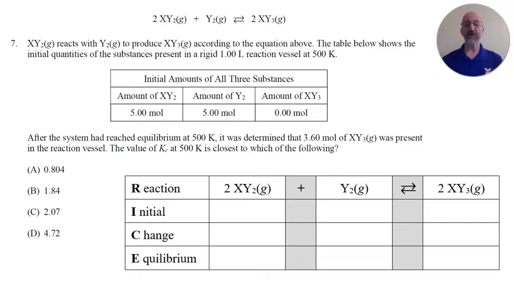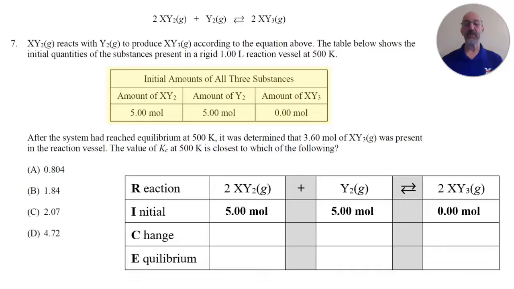Now, we are told that the initial number of moles of substance XY2 is 5 moles. The initial number of moles of substance Y2 is also 5 moles, but we have 0 moles of the product XY3. Again, this is before the reaction occurs.